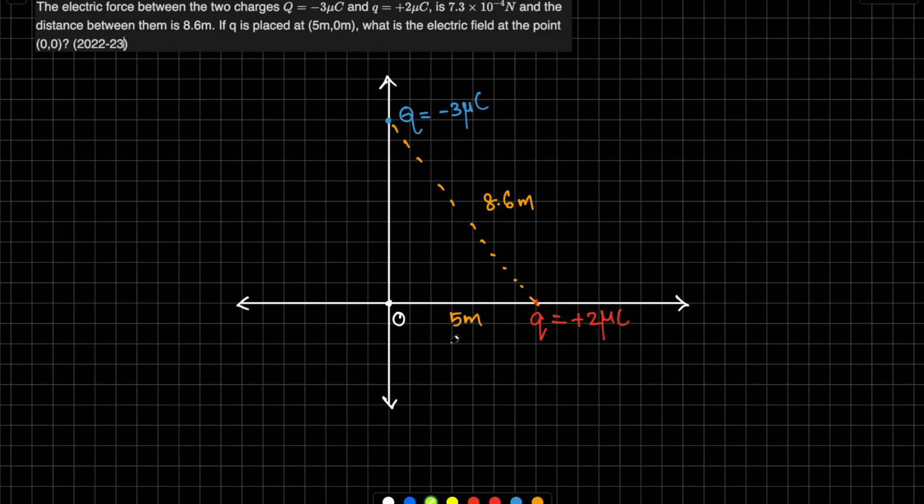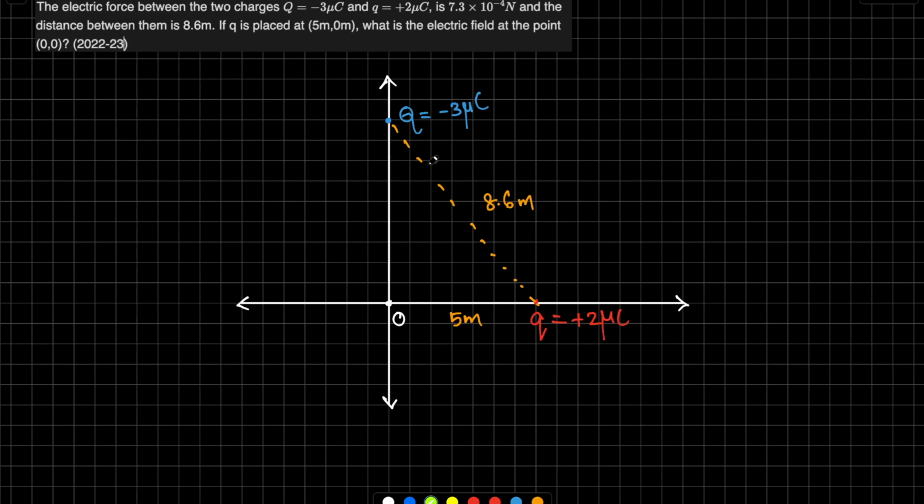Let's solve a problem now. The electric force between the two charges Q equals minus 3 microcoulomb and Q equals plus 2 microcoulomb is 7.3 times 10 to the power of minus 4 newtons, and the distance between them is 8.6 meters. If Q is placed at 5, 0, what is the electric field at the point 0, 0?